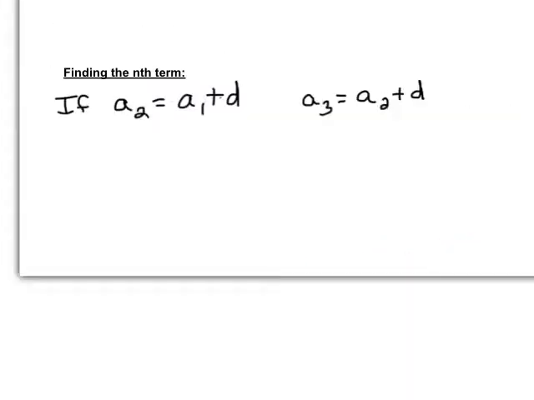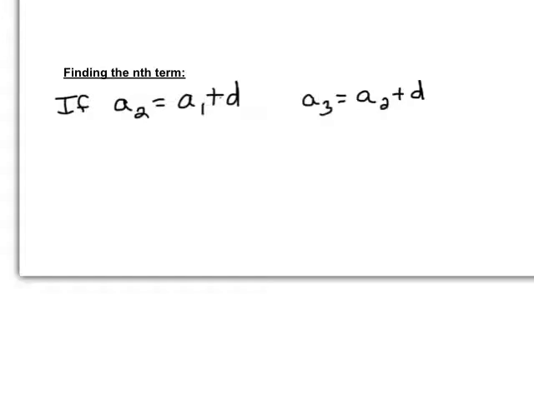Now, if I want to find a specific term, there's a formula I can develop to do that, because let's say I have a sequence and I want to find like the 100th term. You don't want to sit there and add the common difference 100 times. That's not a very efficient way of doing things, and we don't want to do that in pre-calculus.